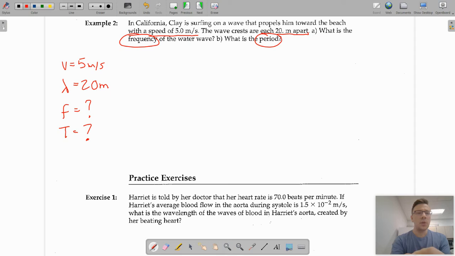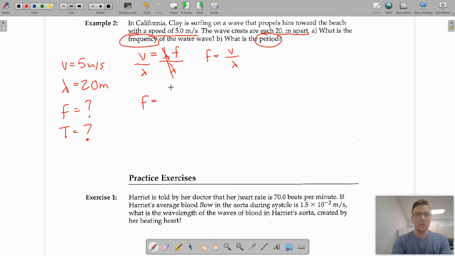So for this, again, our equation is wave speed is equal to wavelength times frequency. So since we're solving for frequency, we need to divide by wavelength on each side to get that off of this side. So this will cancel out. We can now see that frequency is equal to wave speed divided by wavelength. Okay, so let's go ahead and calculate that.